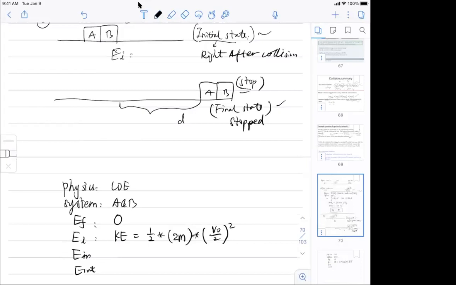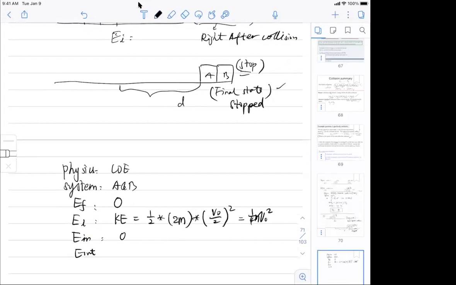All right, so that is the kinetic energy. It's going to be 1/2... Oh, actually, no. It's 1/4 m v naught squared.